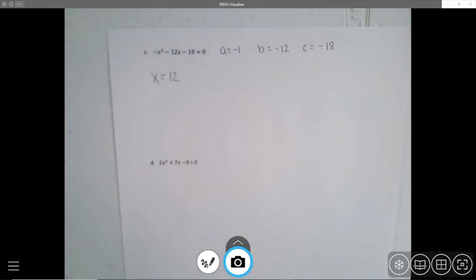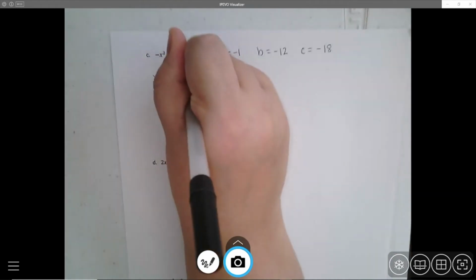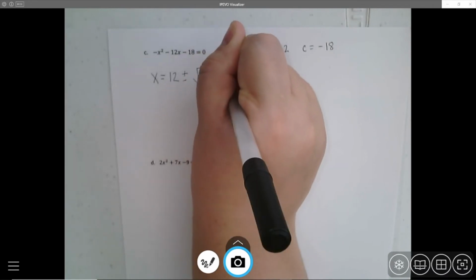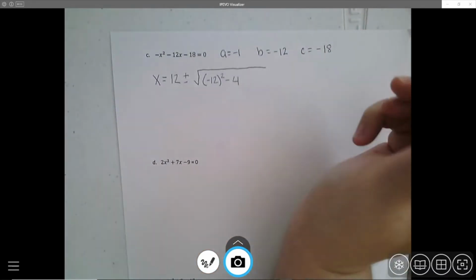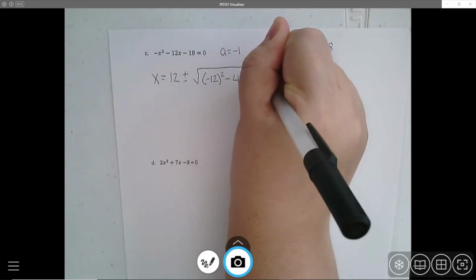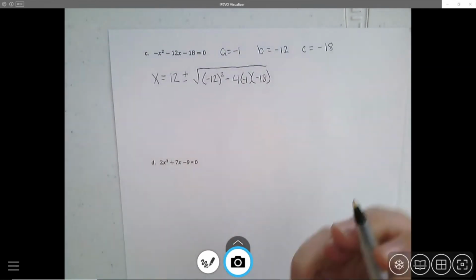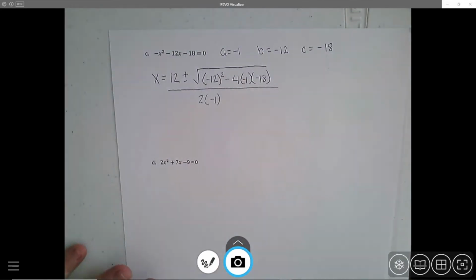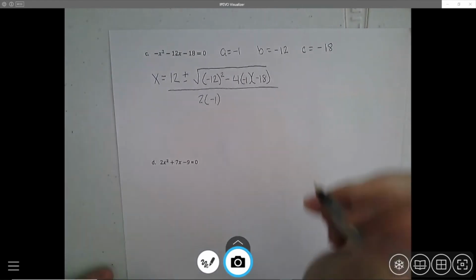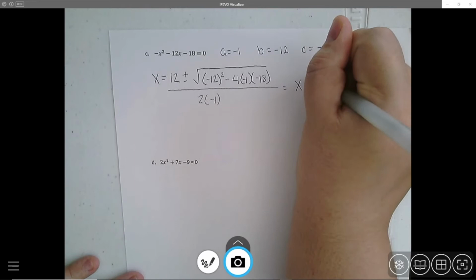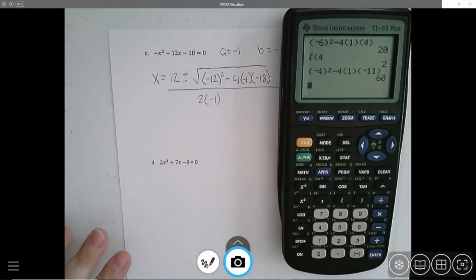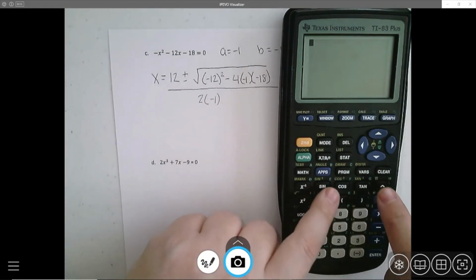X equals negative B is the opposite of B, so the opposite of a -12 is a +12, plus or minus square root of B squared, -12 squared, minus 4AC. So -4 times 1 times -18, all over 2A. 2 times a -1. Now simplify. X equals 12 plus or minus. Back in the calculator. Everything underneath the square root, put in one time.